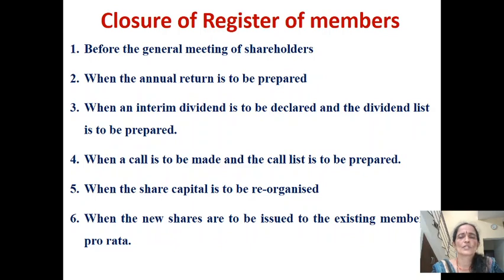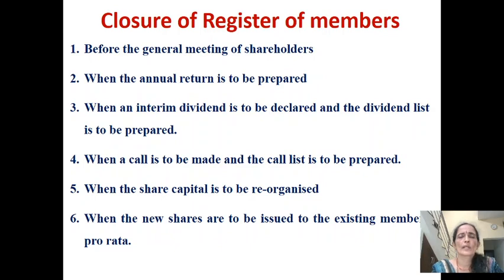Generally, this register is kept open throughout the year. It is closed for a period of 45 days in a year. At a stretch it can be closed for a period of only 30 days. But before closing this register of members, that means during this time entries in this book are not allowed. Closure of register of members means during that period no entries are made in this register.